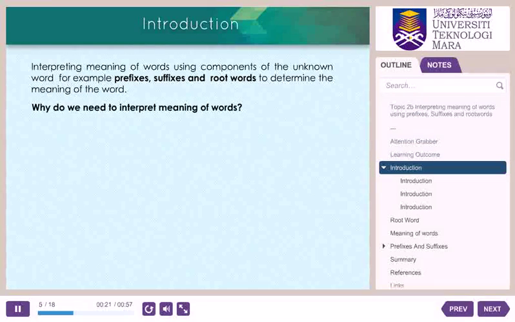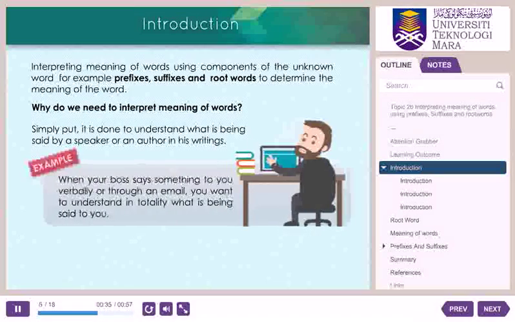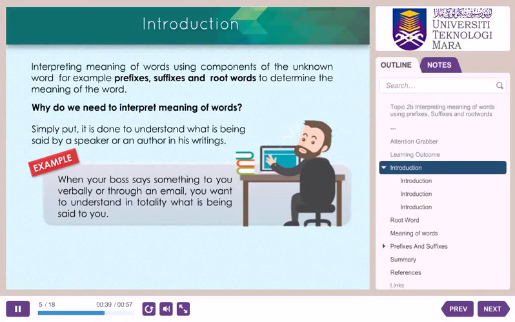Why do we need to interpret meaning of words? Simply put, it is done to understand what is being said by a speaker or an author in his writings. Example, when your boss says something to you verbally or through an email, you want to understand in totality what is being said to you.